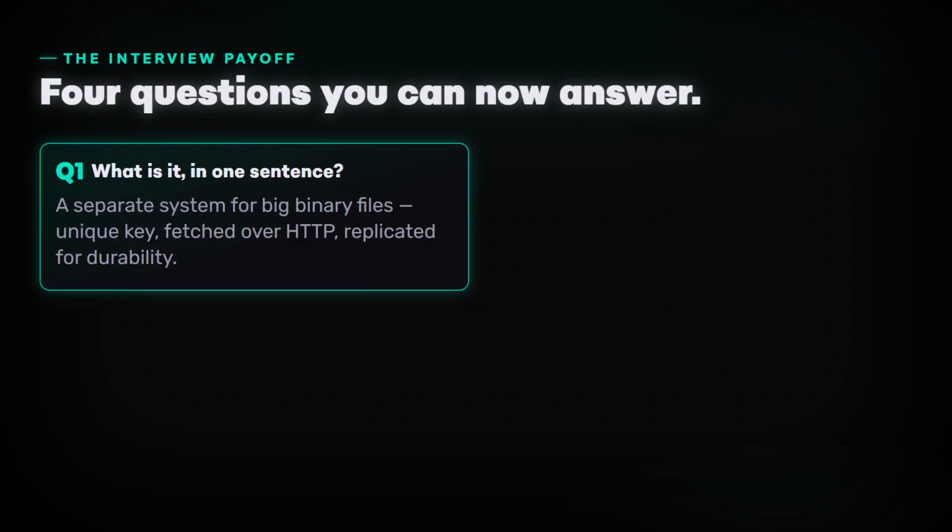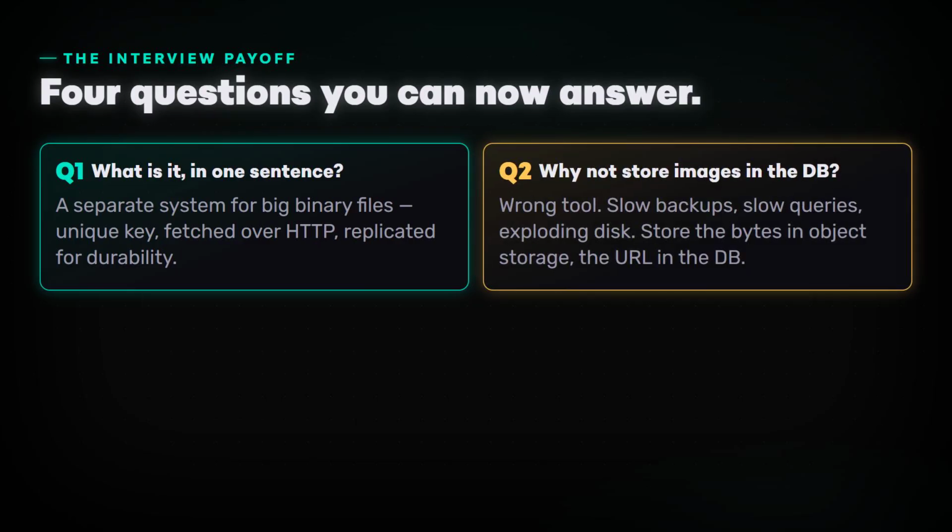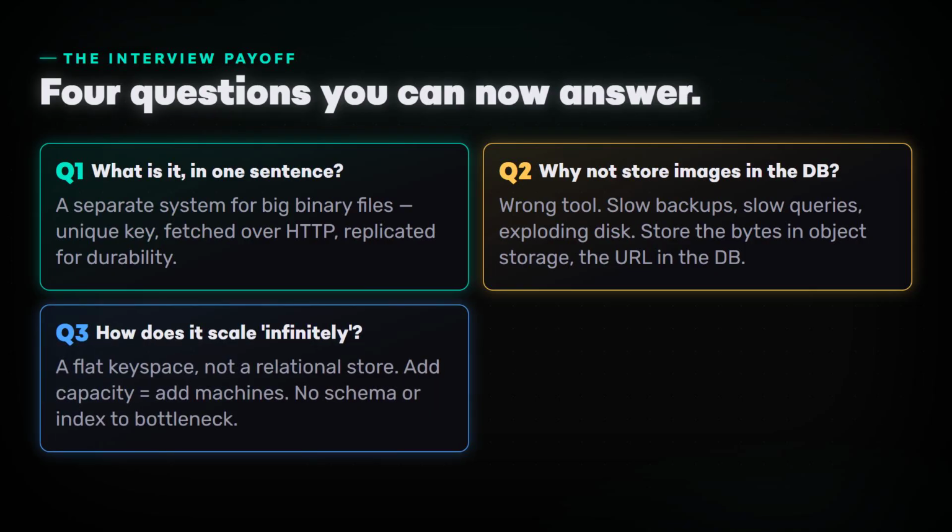4 questions this video has set you up to answer. Question 1. What is object storage, in one sentence? A separate system for storing big binary files addressed by a unique key, fetched over HTTP, replicated across many machines for durability. Question 2. Why don't you store images directly in the database? Because the database is the wrong tool. It makes backups slow, queries slow, and disk usage explode. Store the bytes in the object store. Store the URL in the database.